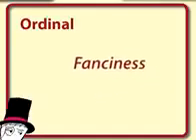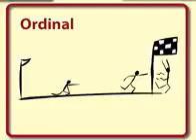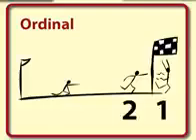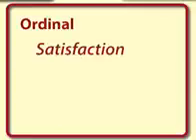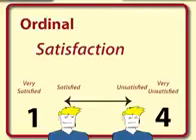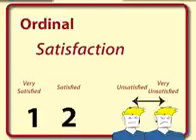Ordinal variables have a meaningful order, but the intervals between the values in the scale may not be equal. For example, the gap between first and second runners in a race may be small, whereas there is a bigger gap between second and third. Similarly, there may be a big difference between satisfied and unsatisfied, but a smaller difference between unsatisfied and very unsatisfied.